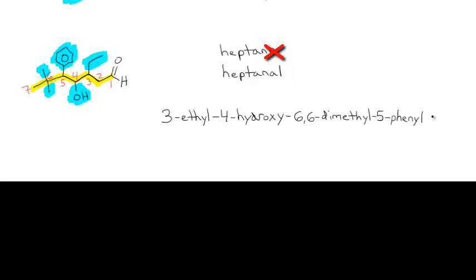Now that we have the substituents, we just place the name of the parent after it, heptanal. So this compound, in all of its glory, is 3-ethyl, 4-hydroxy, 6,6-dimethyl, 5-phenyl heptanal.